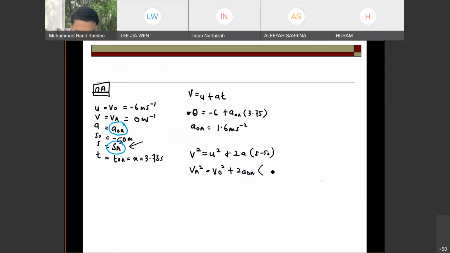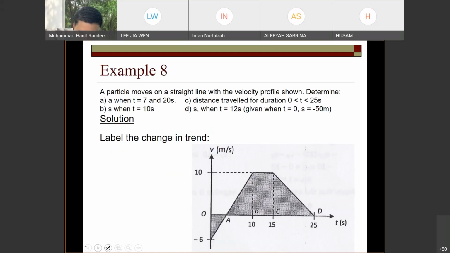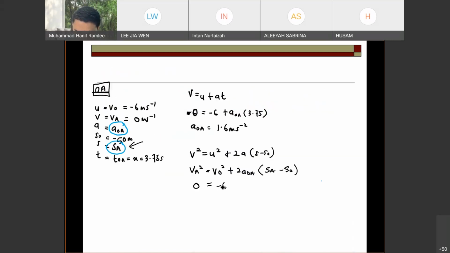And then S is SA, S naught is S naught. Okay, substitute all that information into the equation. V0 squared plus 2 A0, which is from the above one. And then S, the thing that you have to find, S naught is -50. So you will get S in the final form.